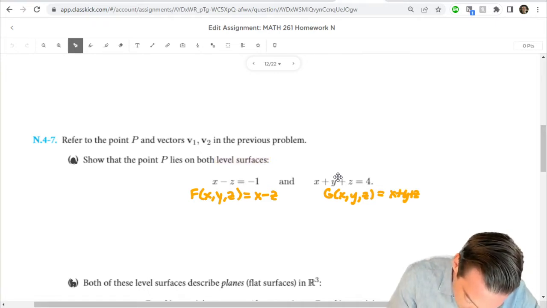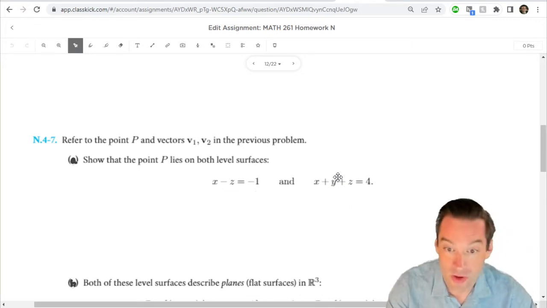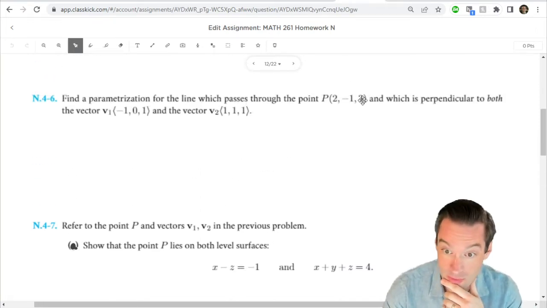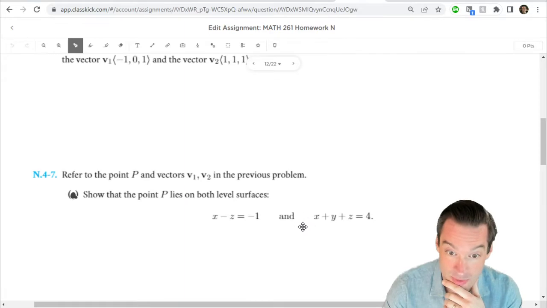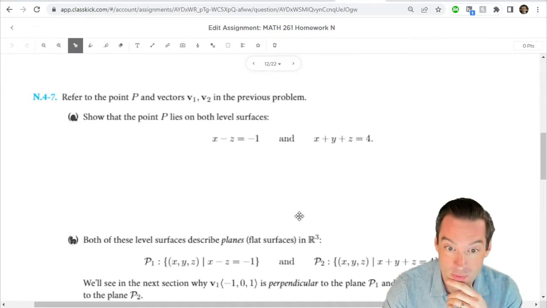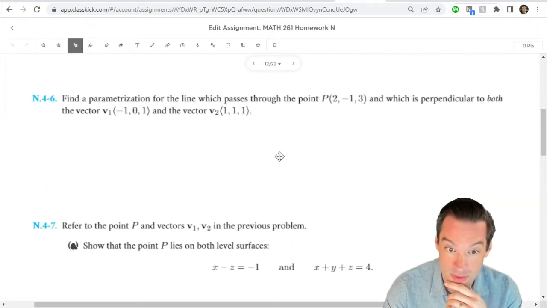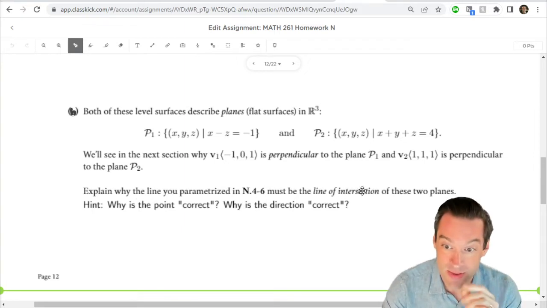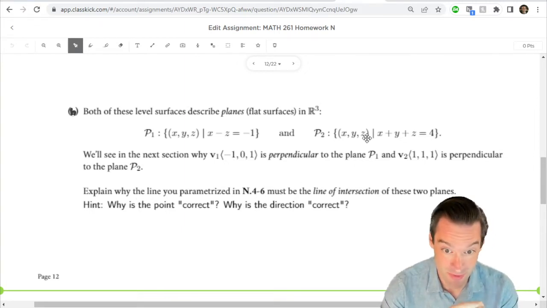And so the 2 parts of this problem are asking you to do, first of all, the work to verify that the point P that we're being given here, 2, -1, 3, lies on both of these level surfaces. And then also to explain why the line that you parameterized in this part is perpendicular to, explain why this line must be the line of intersection of these 2 planes.